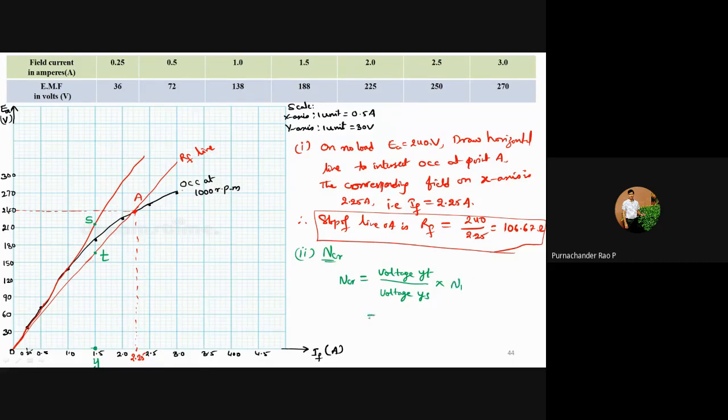Now we can measure this voltage YT. This voltage YT will be equal to, this is 150, 156, 162 and 168. So this is equal to 168 divided by this one, 210 plus 6, 216. Let us assume this is 216 into our speed, which is 1000 RPM. Now can you calculate this? Just calculate and tell me.